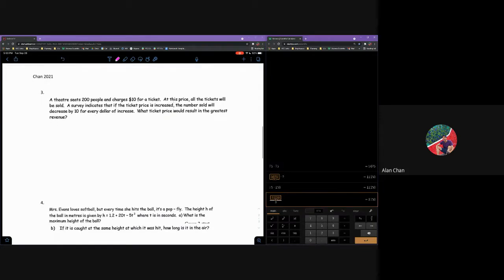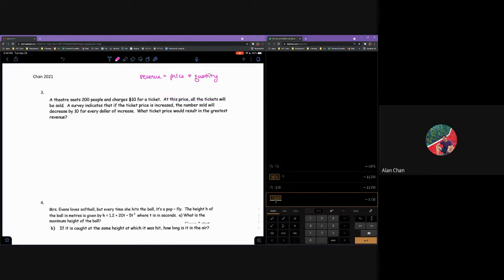Okay. Well, this is confusing. The first thing we need to figure out is what are we trying to maximize or minimize? And the answer is greatest revenue. So we're trying to maximize revenue. Now, what's revenue equal to? And this is an economics sort of thing. Revenue is equal to price times quantity. Okay. So what ticket price would maximize price times quantity?